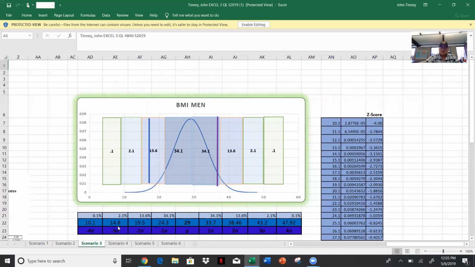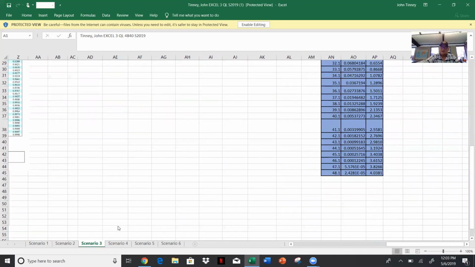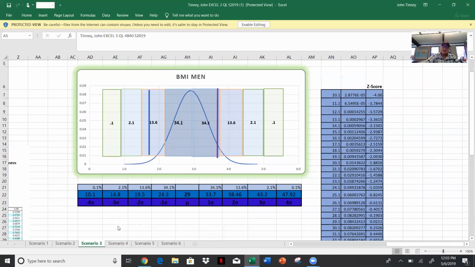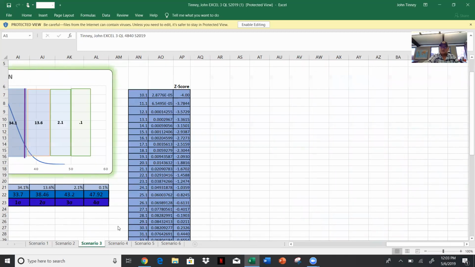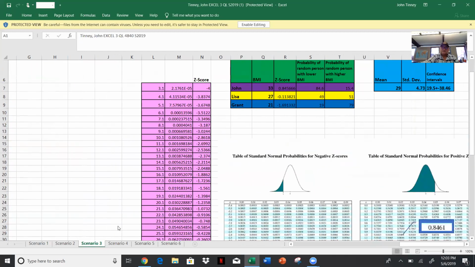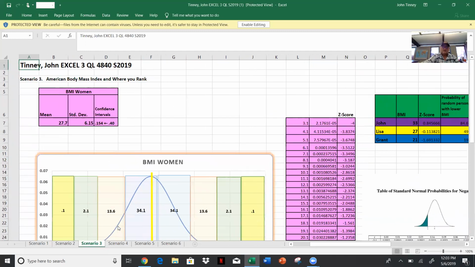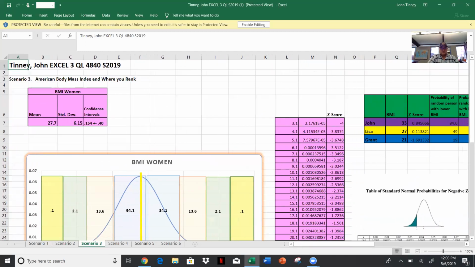And then you can look at all the numbers that I've compiled over here. This is what made our chart and our bell curve and our Z curve and everything else on this for where we rank on the American Body Mass Index. We'll go on to scenario number 4 now.